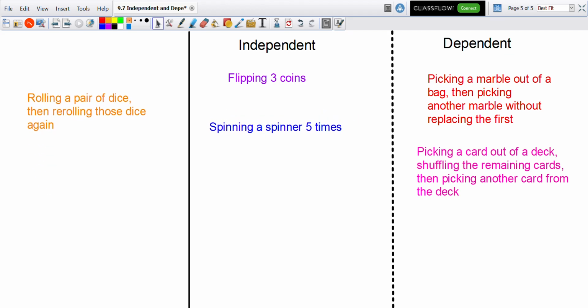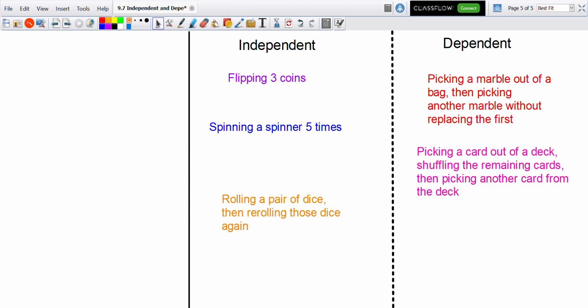Rolling a pair of dice, then re-rolling those dice again. Dice rolling, it turns out, is independent. If I roll 2 dice and I roll an 8, the second time I roll those dice, nothing will be affected by the fact that I rolled an 8 the first time. The second dice roll is completely independent from the first.